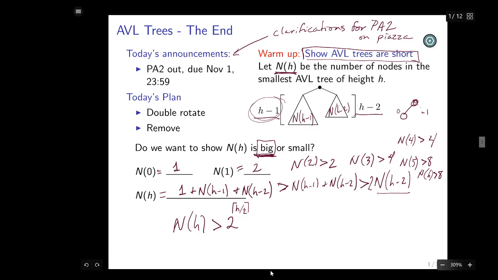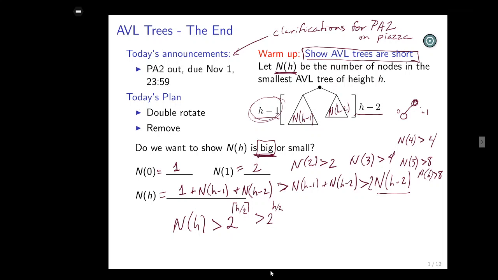Okay, so if n of h is greater than 2 to the ceiling of h over 2, how does that help us show that AVL trees are short? Well, if I take log of both sides, you know what? If it's greater than 2 to the ceiling of h over 2, then it's also bigger than 2 to the regular old h over 2. So let's just do that.